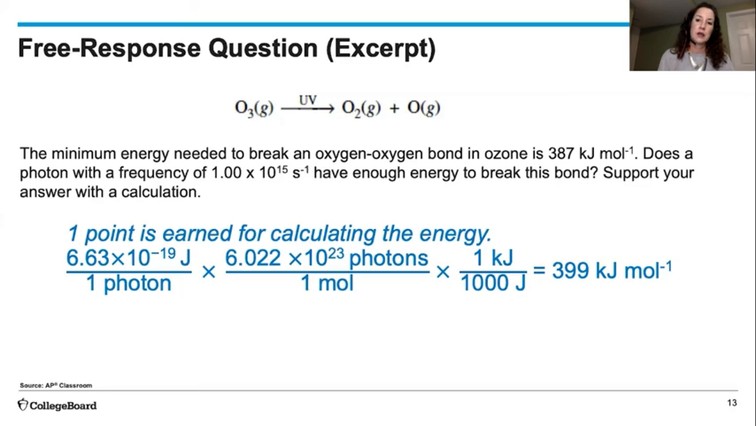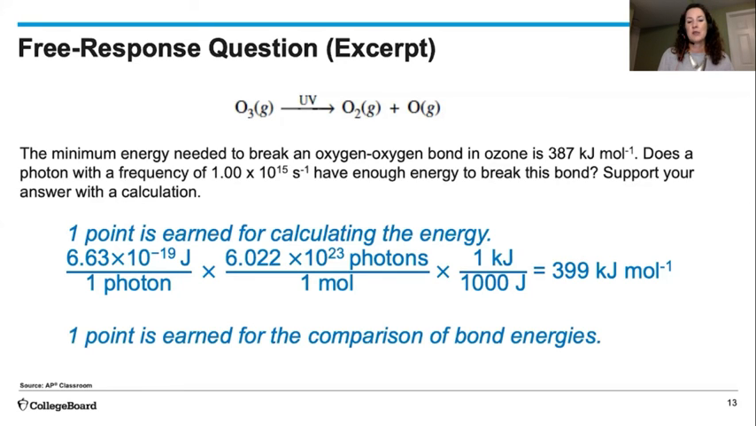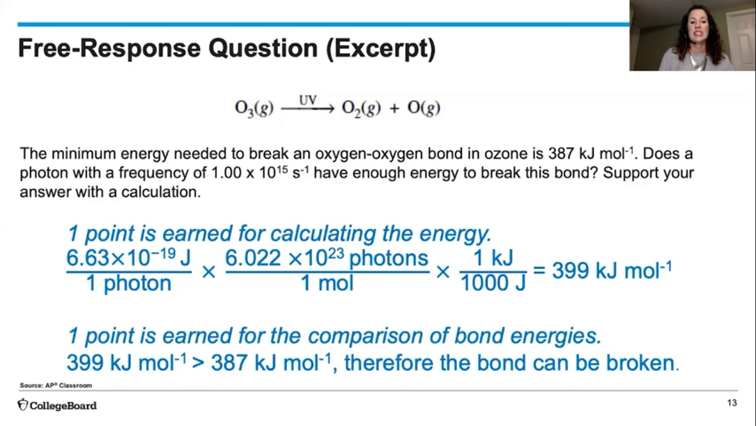The second part of this problem to earn a point is asking me how this compares to the energy needed to break that oxygen-oxygen bond. So the second point is earned for the comparison of those bond energies. So I can earn this point by saying something about how 399 kilojoules per mole is greater than 387 kilojoules per mole, and therefore this bond can be broken.